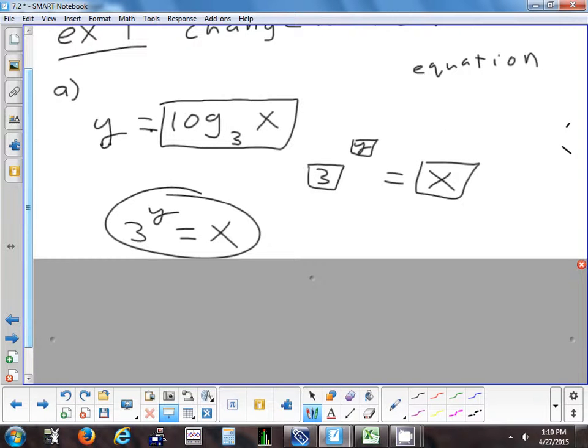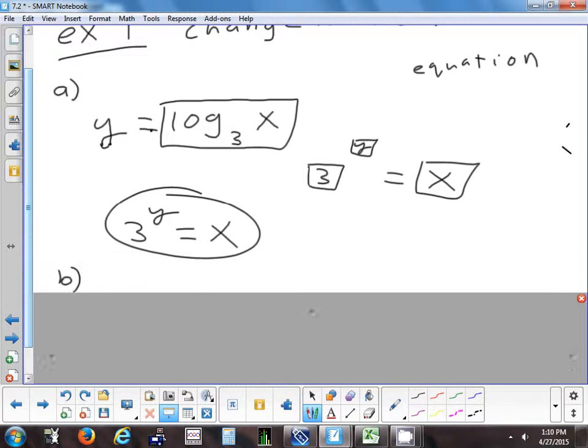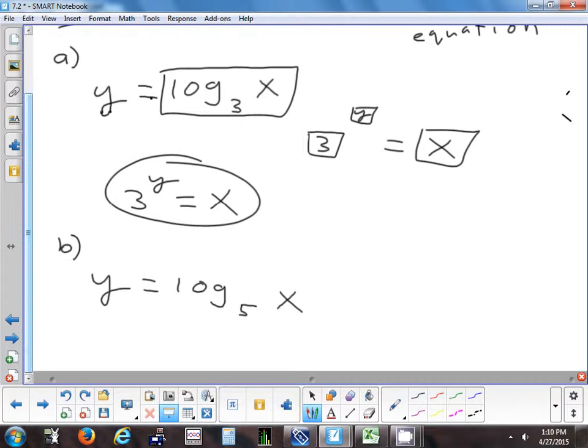Okay, any questions on that? Let's try this one. Mauro, do you remember how to say that? Like if you just wanted to read it off to me? Y equals log base 5 of x. Yep, perfect. Yep, y equals log base 5 of x. So figure out your base, your exponent, and then what goes on the other side.